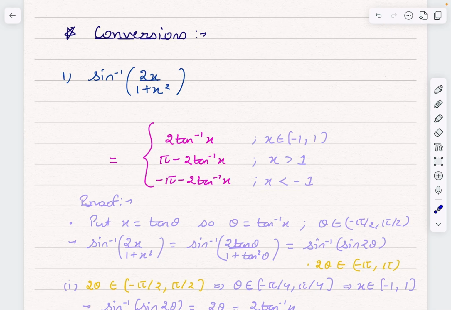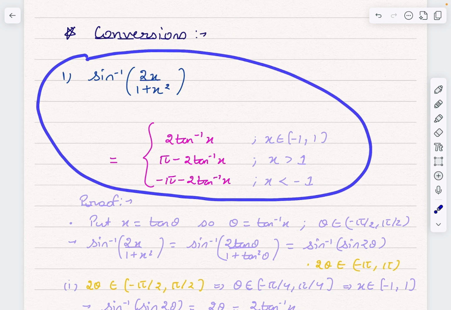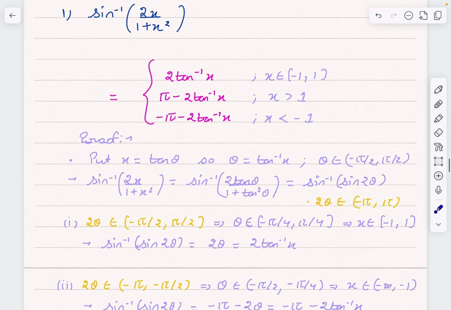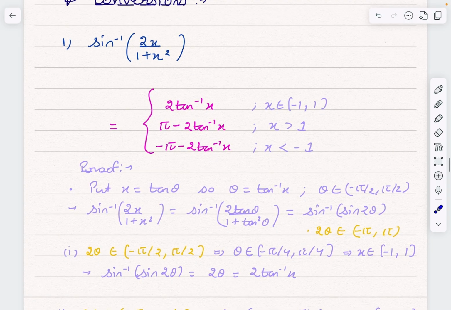Okay, we'll discuss the proof also, how we can prove this thing. But at the end of the day, you need to remember the result because this result directly will help you. So see the proof here. First of all, we put x as tan theta. So theta will be tan inverse x. And you know, range of tan inverse x is minus pi by 2 to pi by 2, both open. So theta belongs to minus pi by 2 to pi by 2, both open.